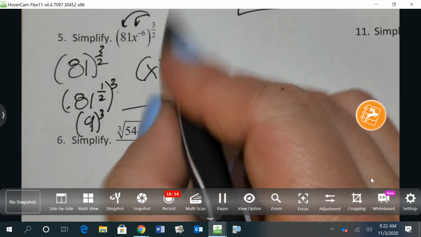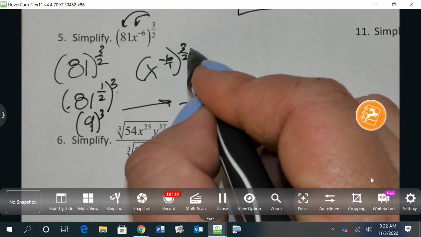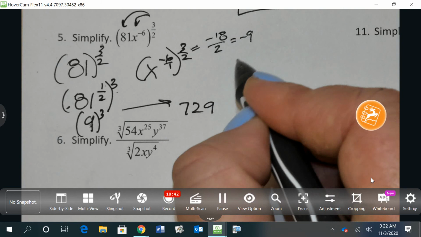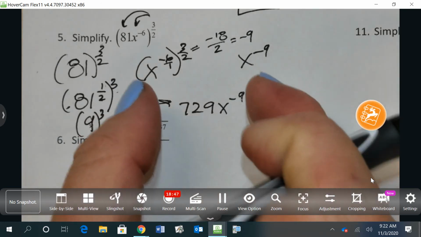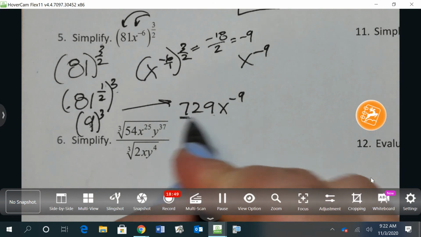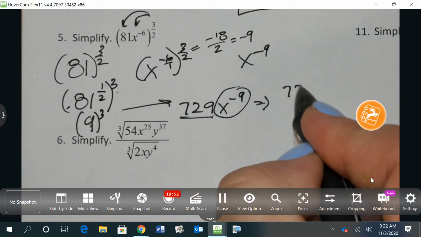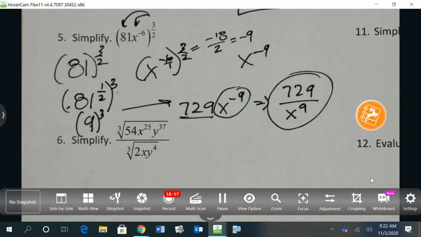Now, what about the second portion? Remember, an exponent to another exponent, we multiply. So this is going to give us -18 over 2, which reduces to -9. Now, x to the -9, it's not happy. Does this entire thing have to go to the bottom? No. This part is happy. It's this portion that's not happy. So when I rewrite it, 729 stays on top, x to the 9th goes to the bottom. Problem is simplified.